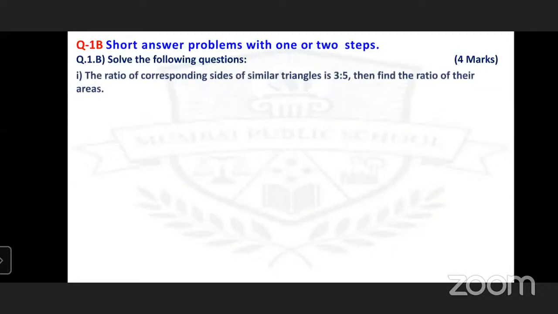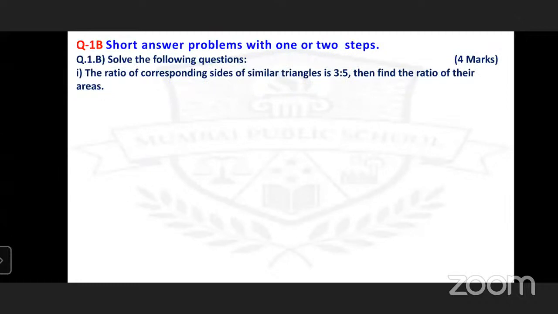So the first question. The ratio of corresponding sides of similar triangles is 3:5. Then find the ratio of their areas. So in this question, 2 similar triangles are given and their corresponding sides ratio is given. And we have to find the ratio of their areas. So see the solution.